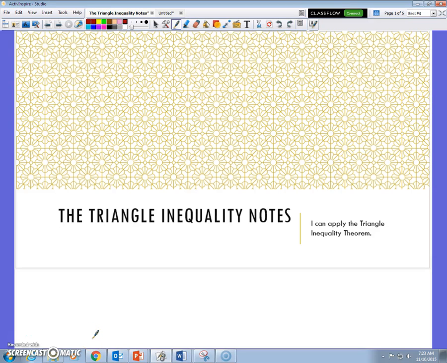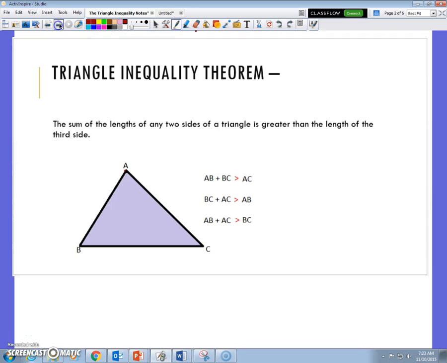Alright, this is Mr. Gillum, and today what we're going to learn about is the triangle inequality theorem. The triangle inequality theorem says that the sum of the lengths of any two sides of a triangle is greater than the length of the third side, in any order.